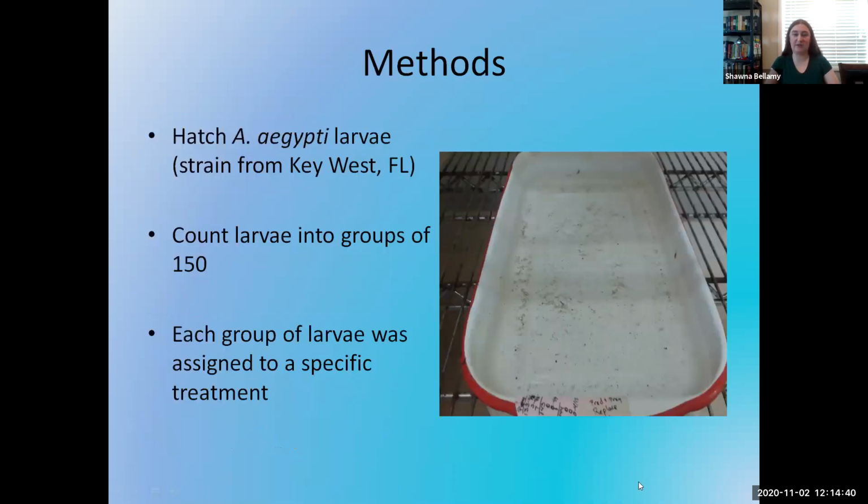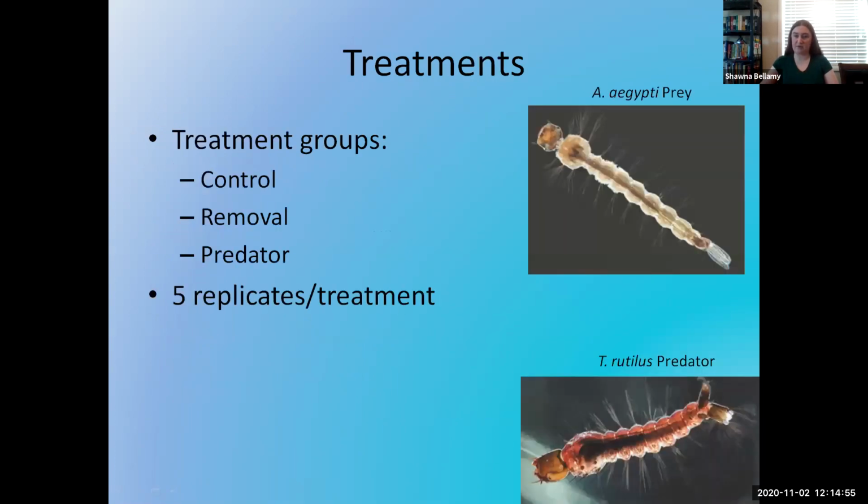For this experiment, we hatched Aedes aegypti larvae of the Key West strain from Florida, and then we counted those larvae into groups of 150 mosquitoes. Each one of those groups was assigned to a specific treatment group. For this experiment, there were 3 treatments: control, removal, and predator, and each one of those treatments had 5 replicates.